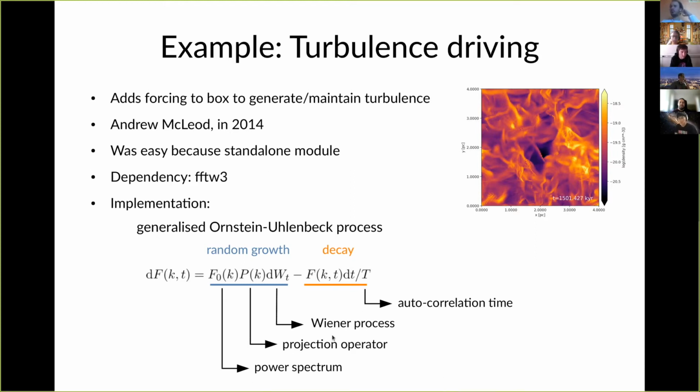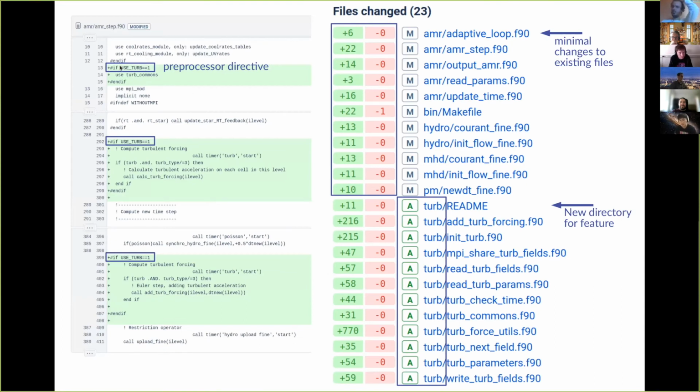The implementation is basically this. I won't go into the details, but it makes use of this generalized Ornstein-Uhlenbeck process, of which the force has this component which has a random growth and decay with this time t. So as you can see, the code was nicely isolated with its preprocessor directives.